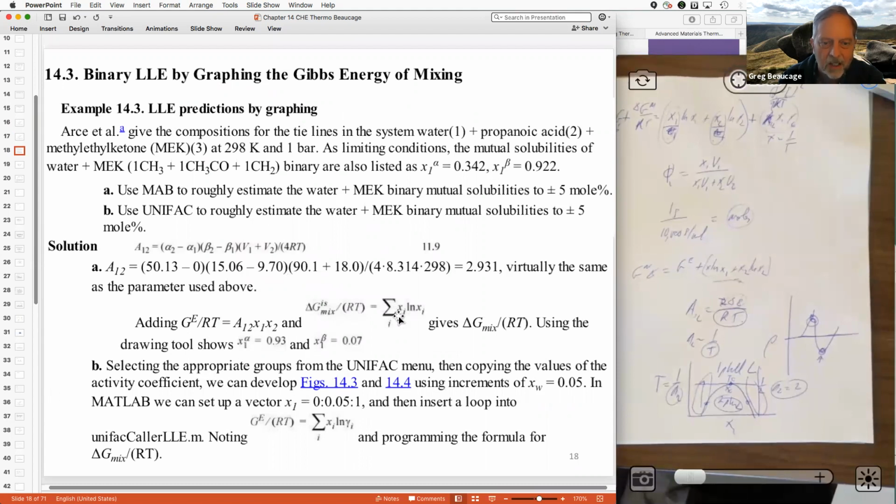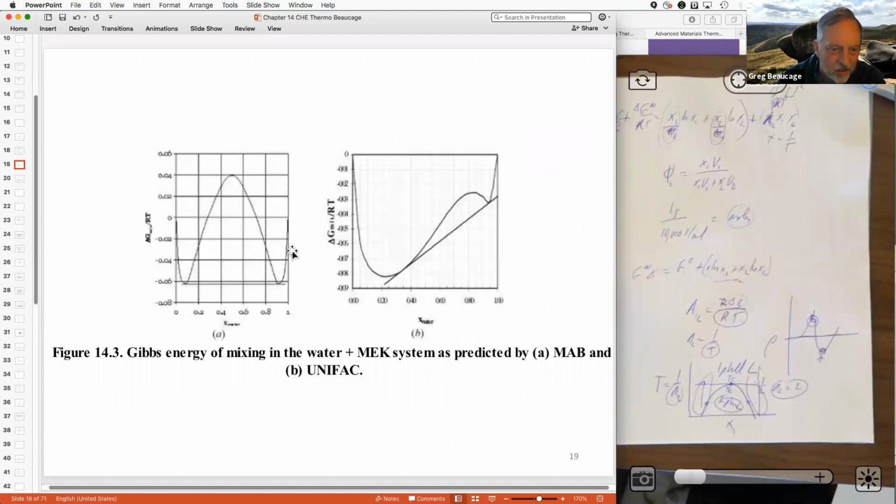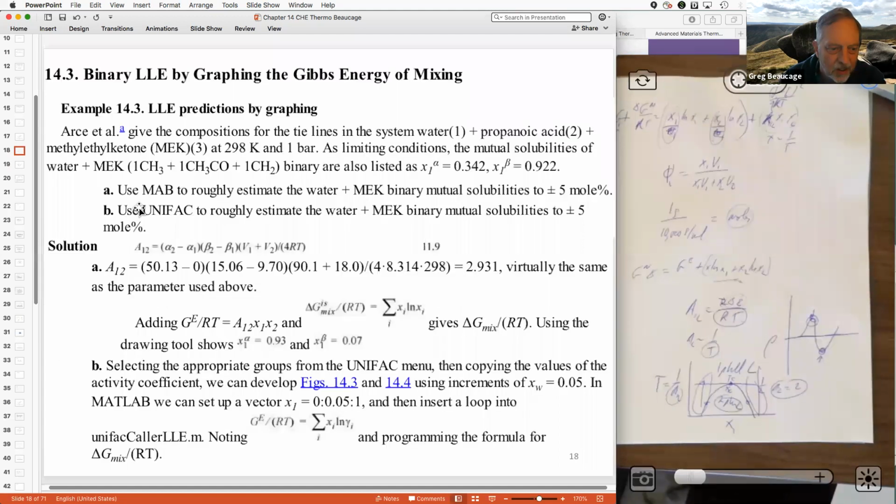And then the mixing part of this is this term, the entropy of ideal mixing, ideal solution. That gives you the change of mixing. So once you have that, you can plot that versus composition. That shows this plot. Okay, so it's not real, but it basically shows that it's two phase, and it kind of gives a rough idea what the two phases are.